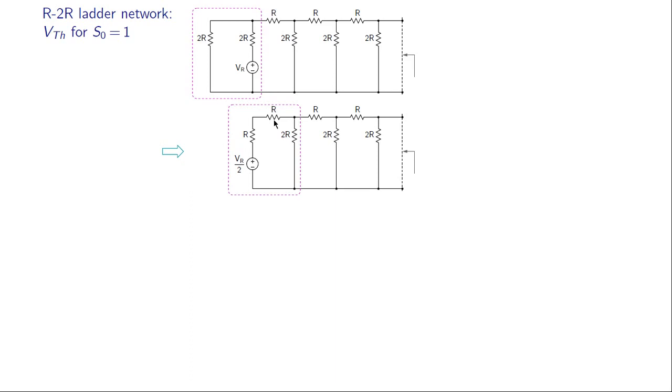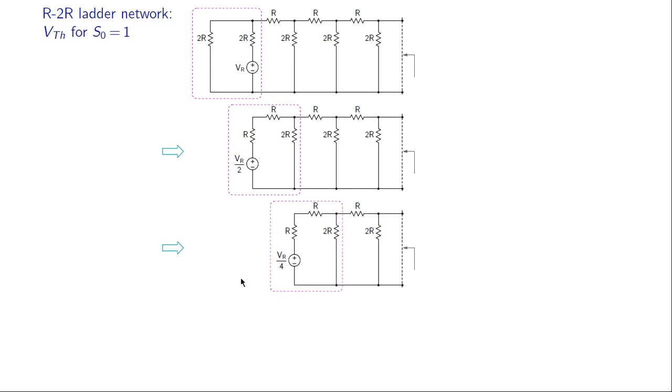Note that this R and this R are in series. So this part looks exactly like this one, with only one difference, that is we have VR here, we now have VR by 2 over here. So then we will get this Thevenin equivalent R and VR by 4. Next, we can replace this network with its Thevenin equivalent, and we can anticipate that we're going to get RTH equal to R and VTH equal to half of this, that is VR by 8, like that.